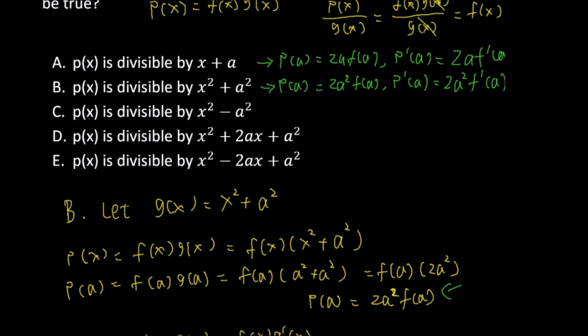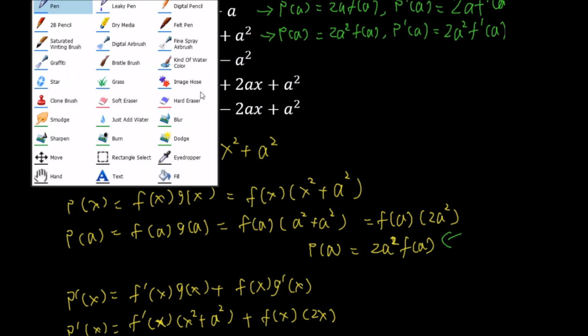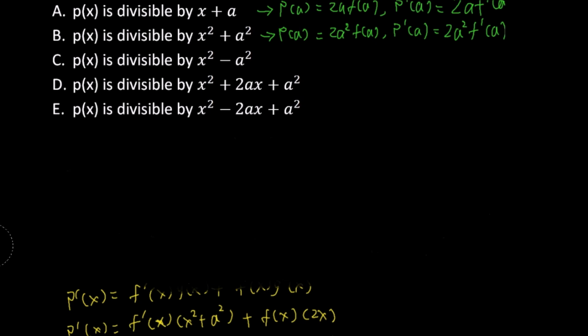So let's do C. C is P at X is divisible by X squared minus A squared. Okay, let's try to do the exact same method like this, and we'll see how it goes. So let's erase all of this.